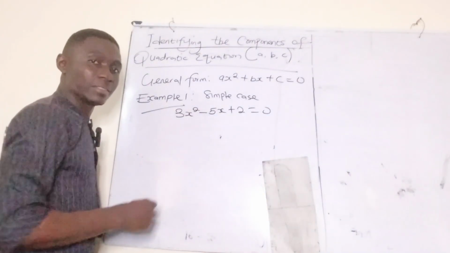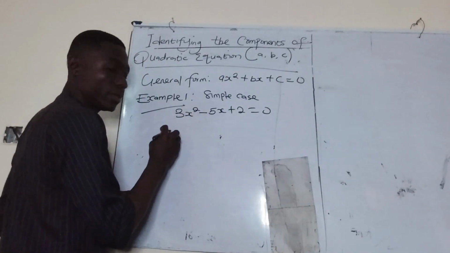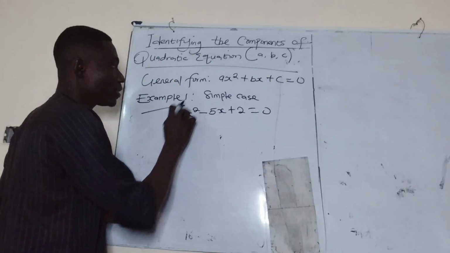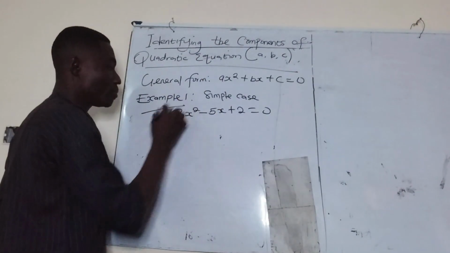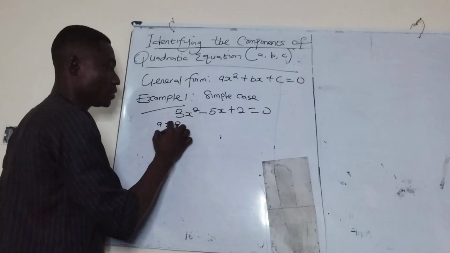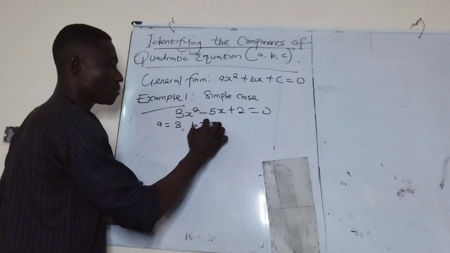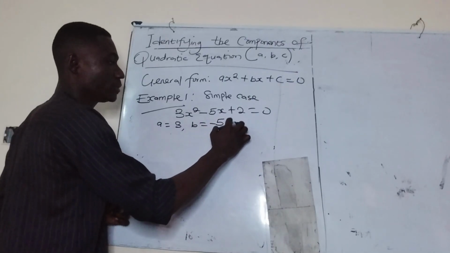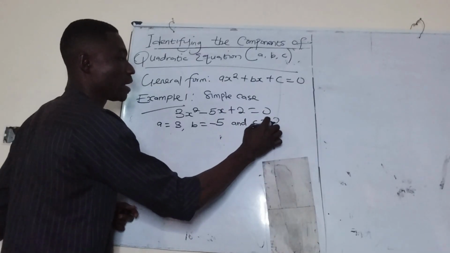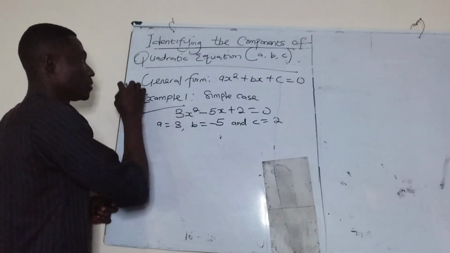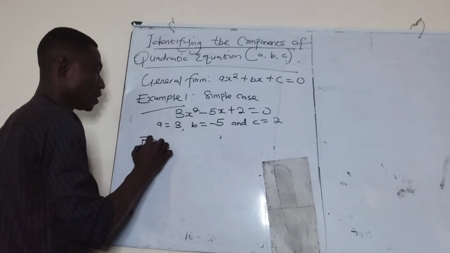Now, how do you identify the various components of this equation? Our A, if we're comparing this with the general form, is the coefficient of x squared, which is called the A component. In this case, our A is 3. B in this case is minus 5. And C comparatively is given as 2. This is example 1.